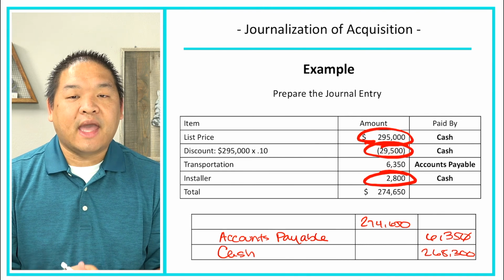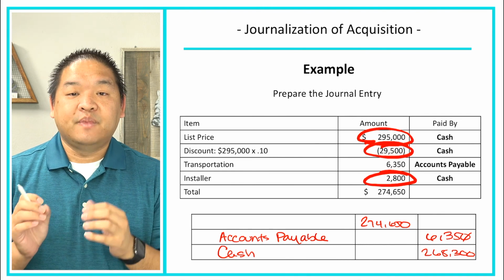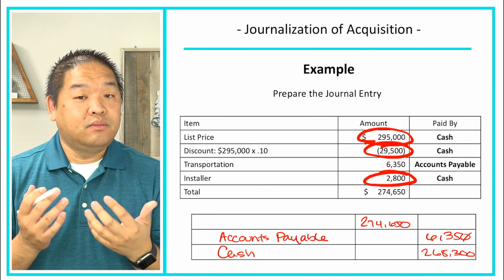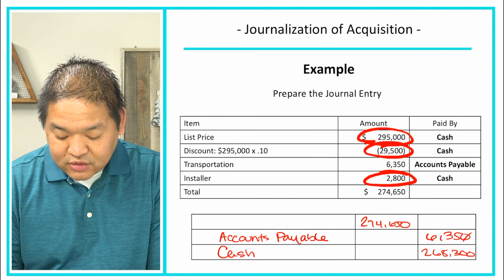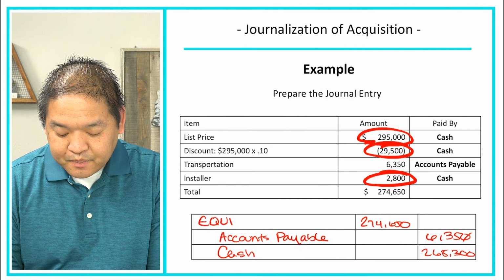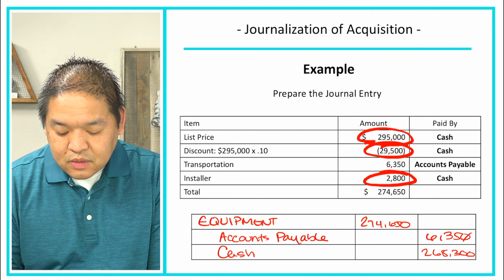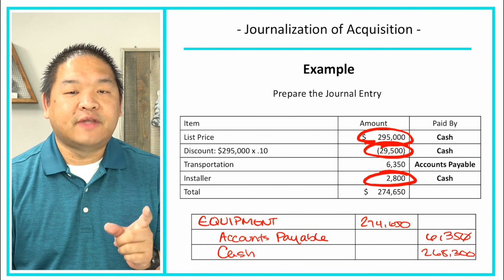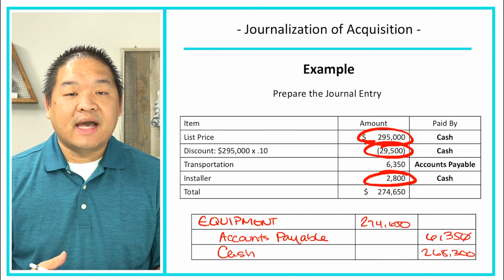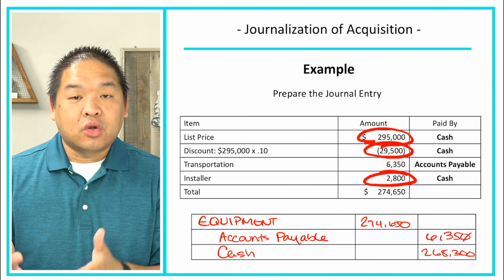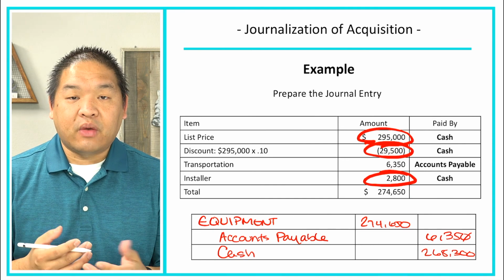The question is what is the account? The account is going to be what the long-lived asset is. So in this case, it's equipment. So we're going to debit equipment. When we acquire a long-lived asset, we literally just use what the asset is as our debit account. So equipment in this case would be the equipment that we acquired.